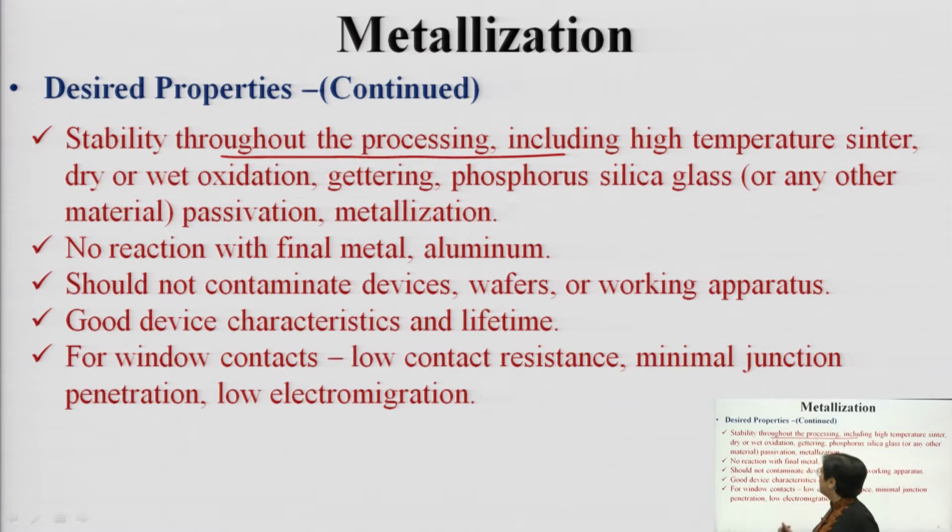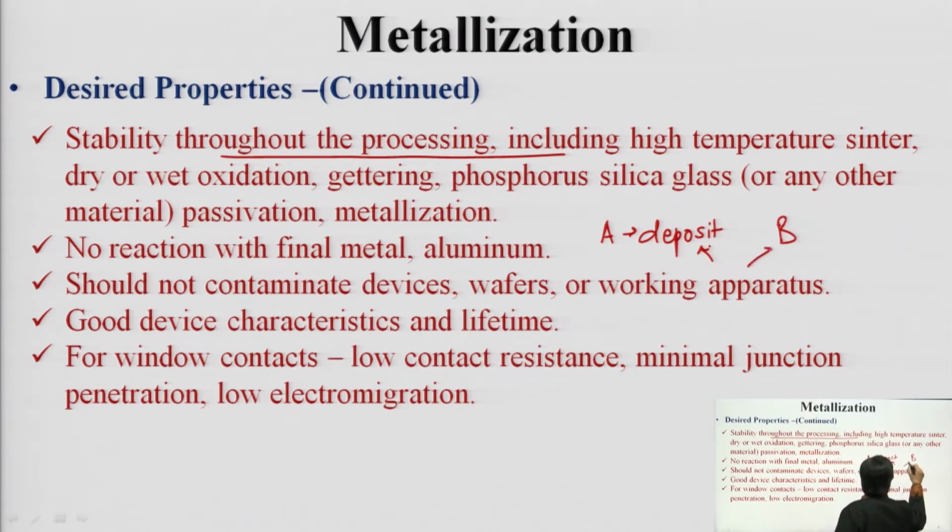Suppose, for example, I have done a process A where I have deposited a particular material. Now I carry out process B. The material which was part of process A should not contaminate the wafer area, because process B involves some elevation of temperature. So, you have to ensure that such mismatch or hazardous things do not occur or do not appear.